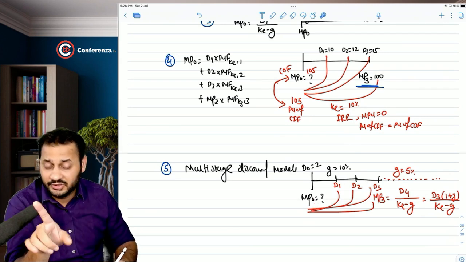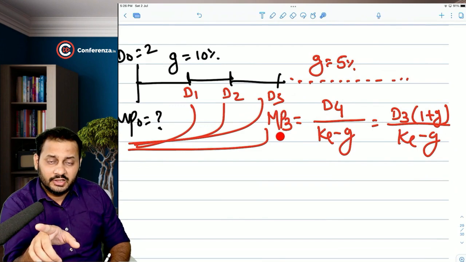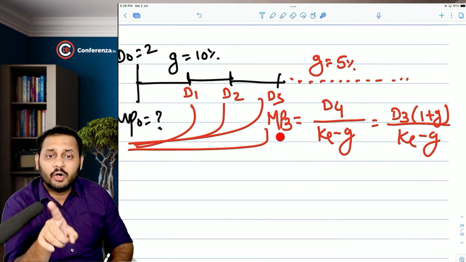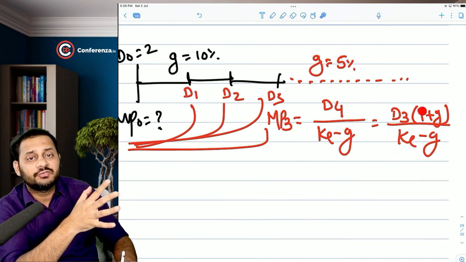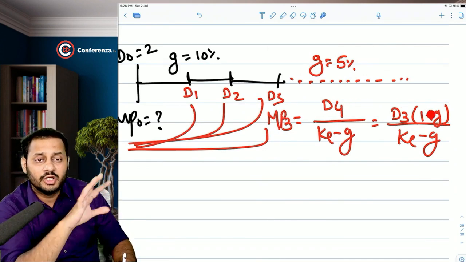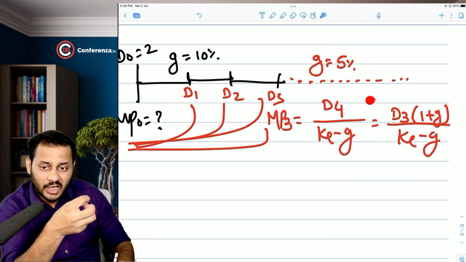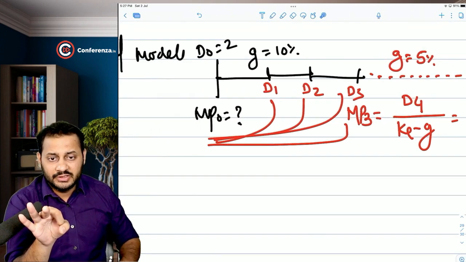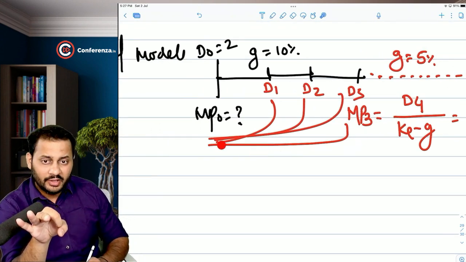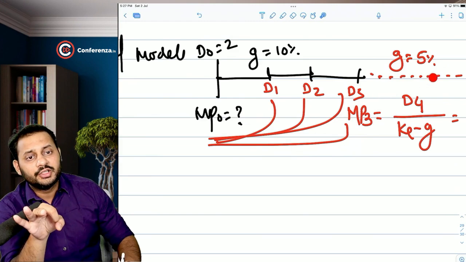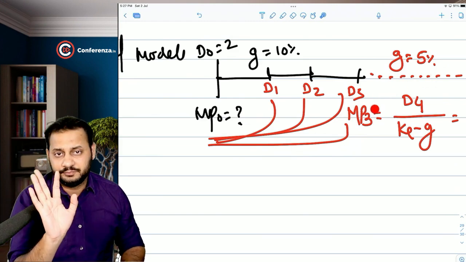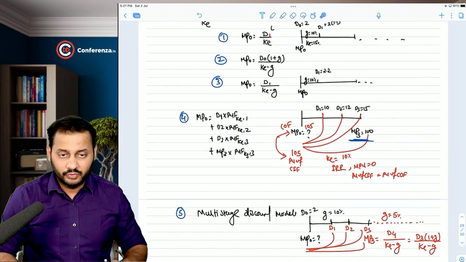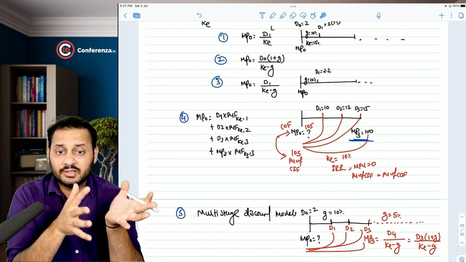And understand one thing. When you calculate MP3 at this point, it means you are discounting all the future cash flows from the 4th year onwards. All the dividends have been discounted and taken into MP3. That means whenever you discount MP3 to MP0, all the future dividends have been considered. So these are the things that you will have to apply in the coming questions.